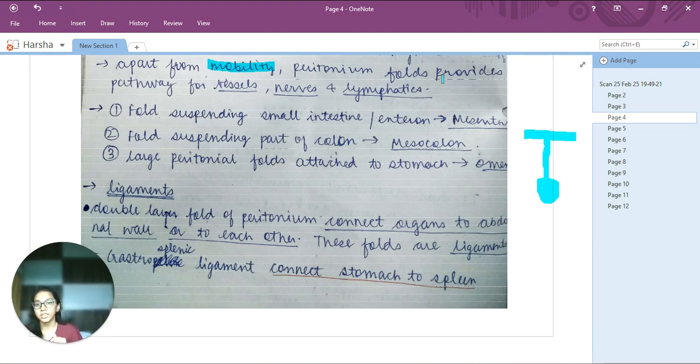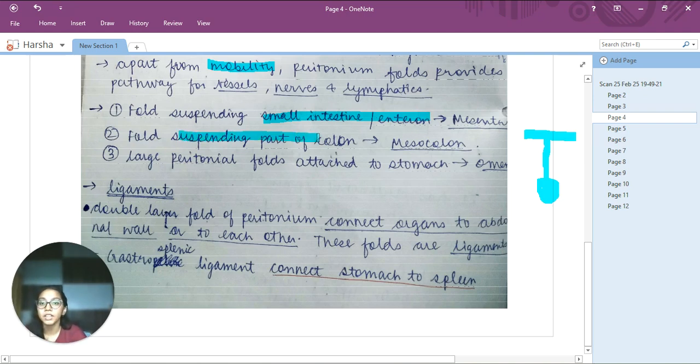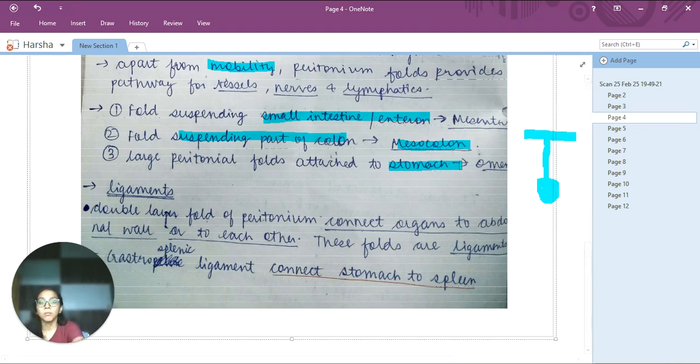First is mesentery. What is mesentery? The fold that is suspending the small intestine or the enteron is known as mesentery. The fold that is suspending part of the colon is known as a mesocolon. Similarly, a large peritoneal fold that is attached to the stomach is known as omentum. So this is about the folds of peritoneum, first part.